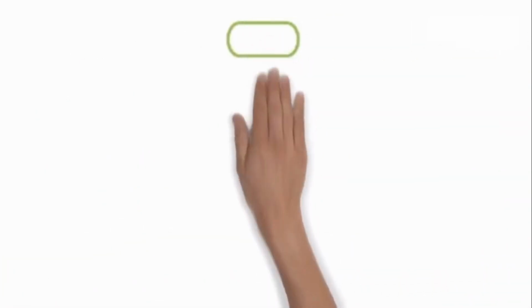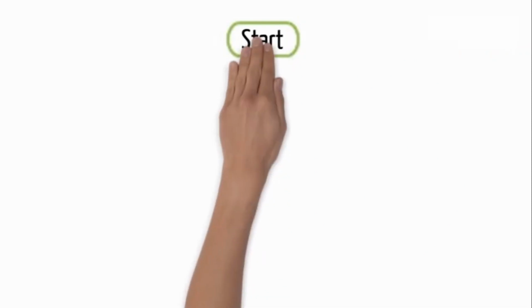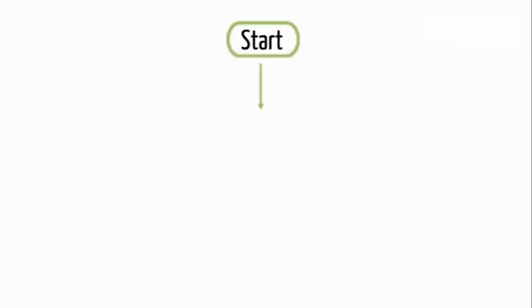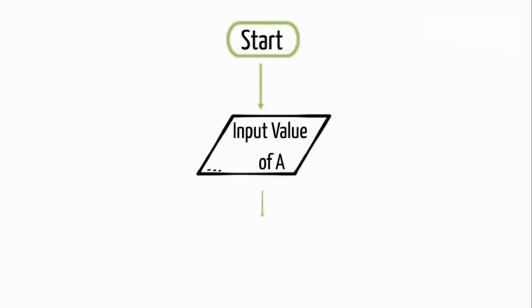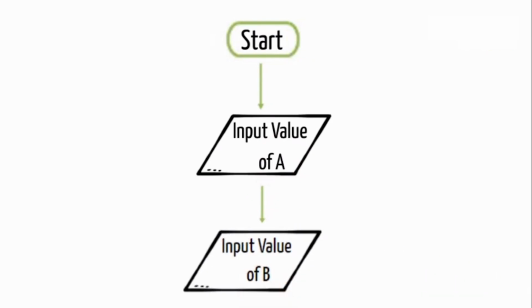The flowchart starts with an oval shape that represents the start of the algorithm. The next step is to input the first number, which is represented by a parallelogram with the text input value of A. The third step is to input the second number, which is represented by a parallelogram with the text input value of B.